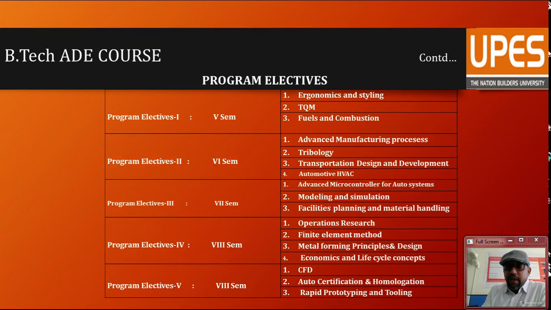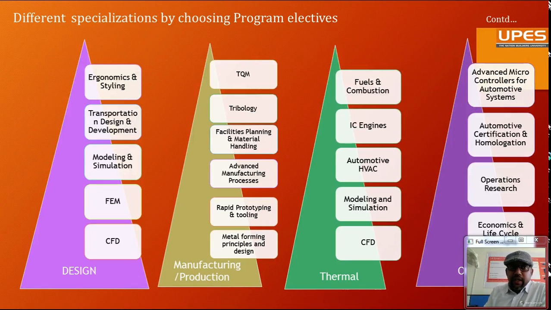And in eighth sem you have two program electives. One basket is operations research, finite element method, metal forming and principles and design, economics and life cycle concepts. And the second basket is CFD, auto certification and homologation, rapid prototyping and tooling. I will show you in the next slide, you will get much clearer. See, this slide will show you which stream you want to go into. Either you want to go into automotive design, purely on the design side, or the production side, or thermal side, or testing side.